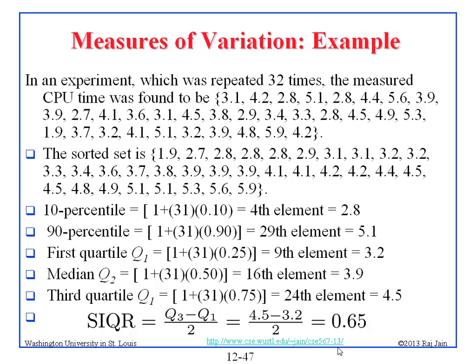Median we already talked about. Then third quartile is 75th percentile, so 31 times 0.75, and then add 1, you get the 24th element. So now you know how to do that, and then you know how to do SIQR: Q3 minus Q1, divided by 2.